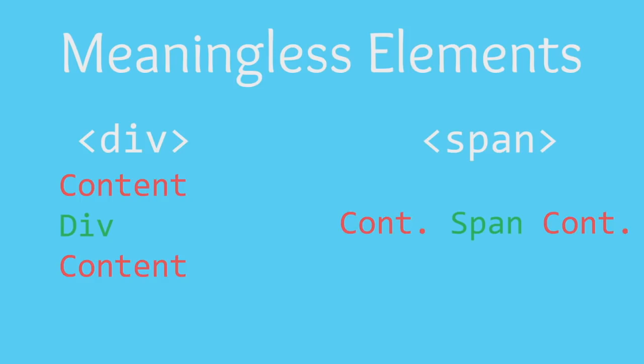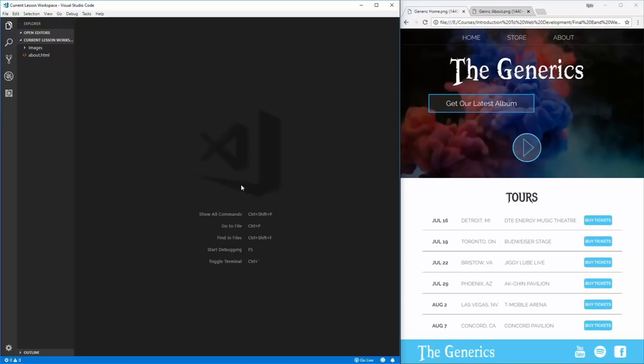Now that we got that out of the way, let's jump into the coding of the homepage for the band website. Hello everybody, welcome to the coding section of this video. As you can see on the left, I have Visual Studio Code open with the project we left off in the last video, and on the right, I have the final version of the band homepage.